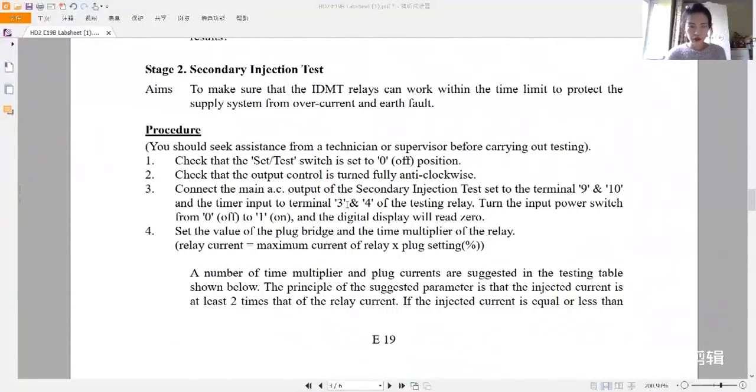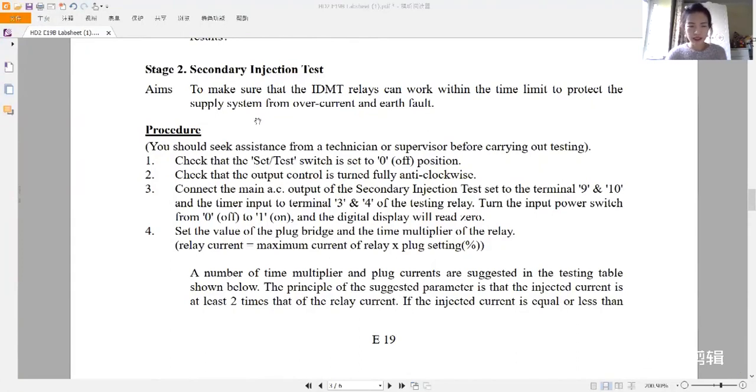After the ratio check, we are going to do stage 2 of this experiment. That is the secondary injection test. The aim of this stage is to make sure that the IDMT relays can work within the time limit to protect the supply system from overcurrent and earth fault.